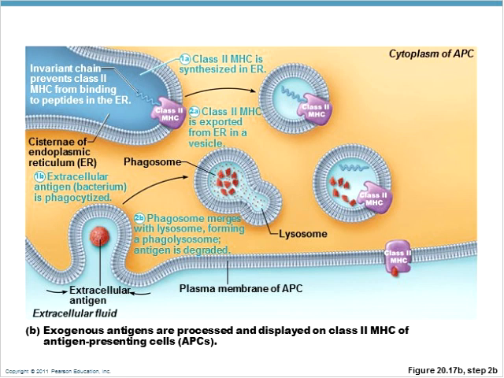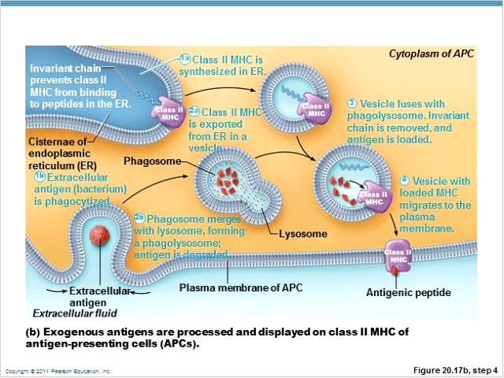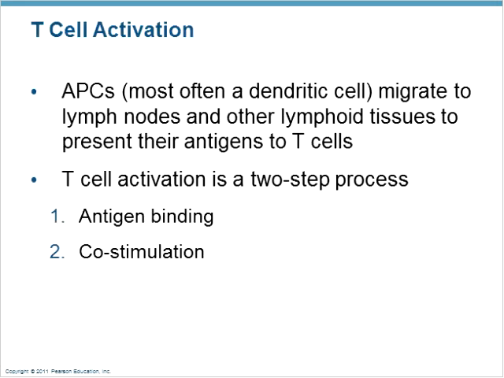The phagosome merges with the lysosome, forming a phagolysosome, and the antigen goes through a degradation process. The vesicle fuses with a phagolysosome, the invariant chain is removed, and the antigen is loaded. So this is now a different antigen than what is normal for that cell. What happens is a vesicle with the loaded MHC migrates to the plasma membrane and shows this peptide, if you will, on this class II MHC protein, which tells the T cells something is not normal. What's going on inside the cell is not normal.